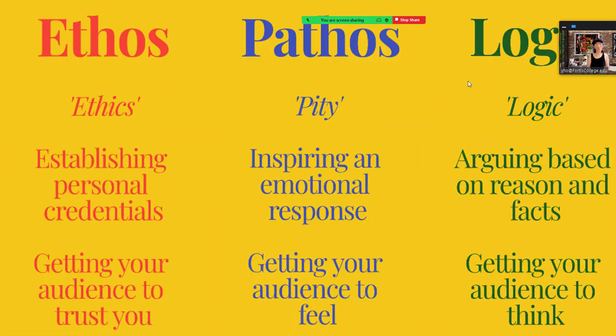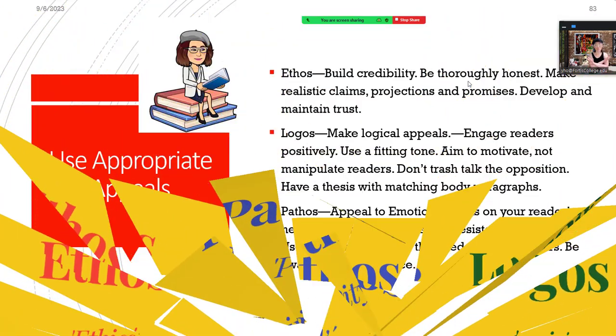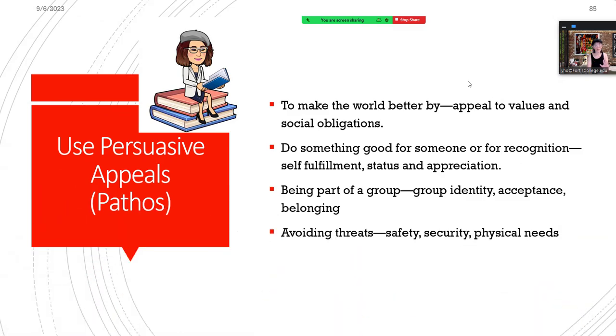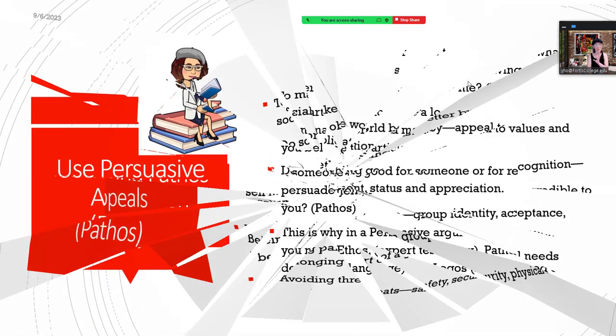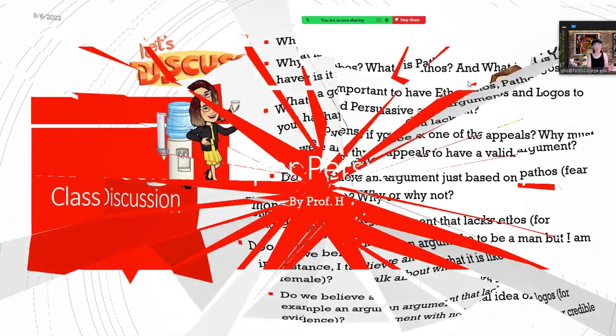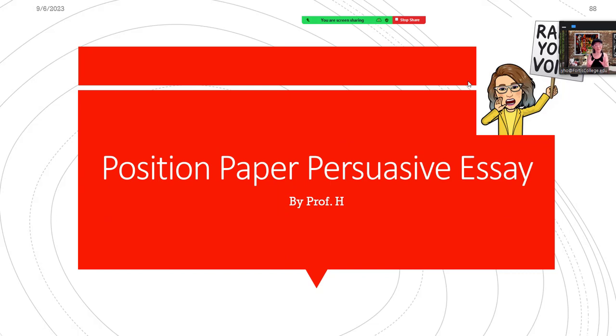And so here's some more. Ethos, ethics, establishing personal credentials, getting your audience to trust you. Pathos, pity, inspiring an emotional response, getting your audience to feel. Logic, arguing based on reasons and facts, getting your audience to think. So you want your audience to do all of that in order to have a really good argumentation. So if you have ethos, pathos, logos, you can get your way, okay? And you can get whatever you want, all right? So you got to make sure that you have all three of them.